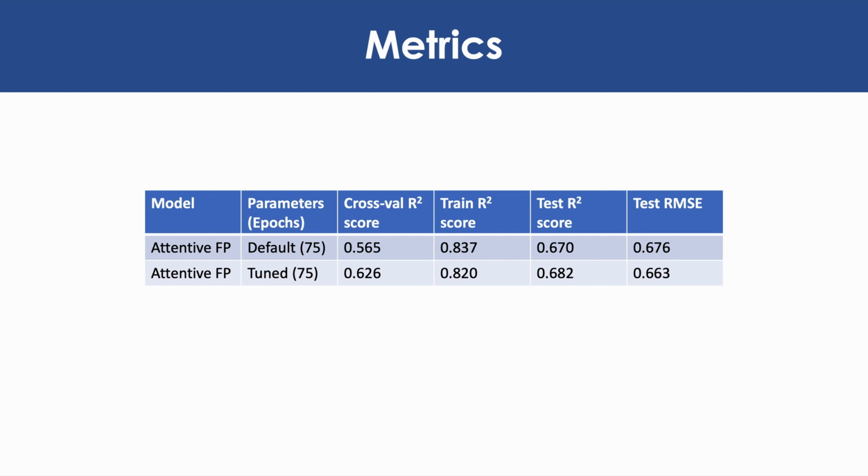Hello everyone. So in the last video we saw we had a train R2 score of 0.820 and a test R2 score of 0.6820 with a root mean square error of 0.663 with the tuned parameters. So we are gonna be taking this model ahead with the better results to do some post-hoc analysis.